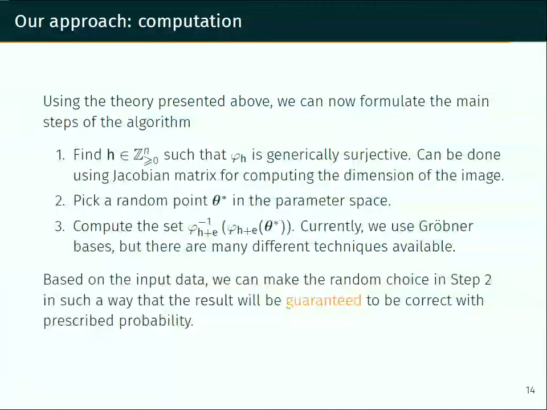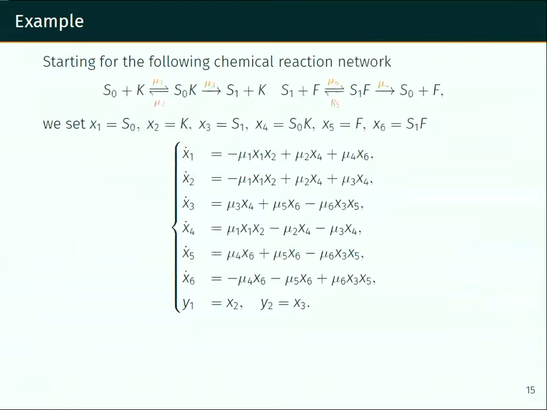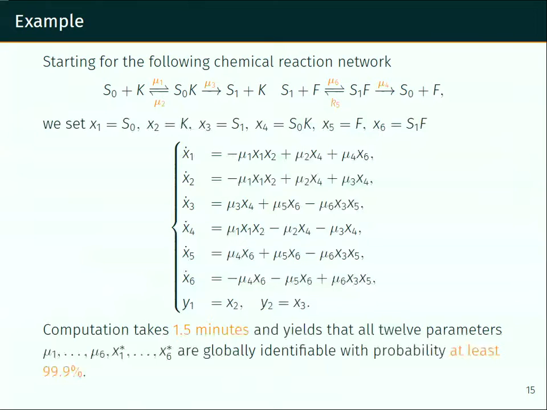For the computing of pre-image, you can use any polynomial computation technique. Currently, we use Gröbner bases. For this random point, we did some analysis, so you can guarantee any probability of success that you want, less than 1. Based on the input data of degrees and orders and number of variables, you can compute a way of doing this random choice so that the result will be guaranteed to be correct with the probability that you set. So it's not just speculation that will take something random. It's not like high probability; just tell me you want 99%, I give you 99%. This is a rigorous thing.